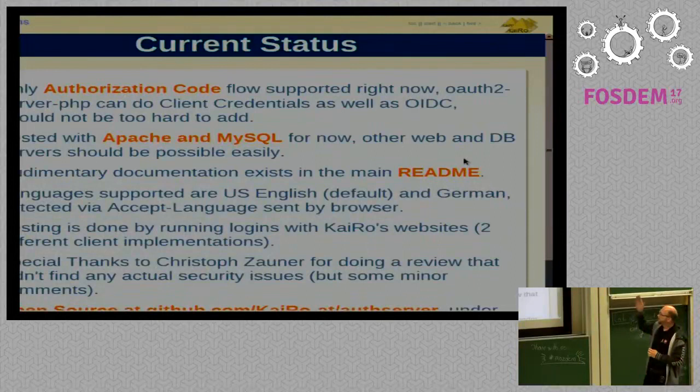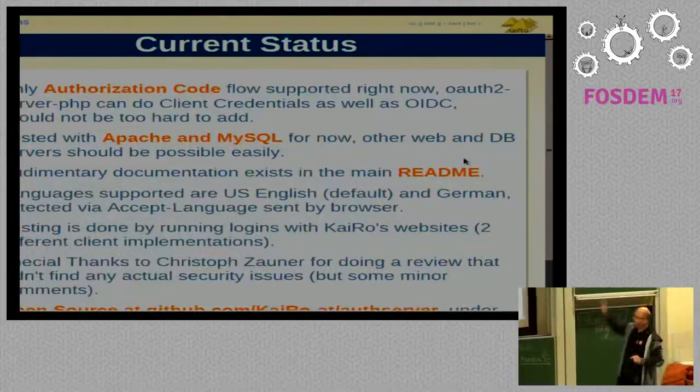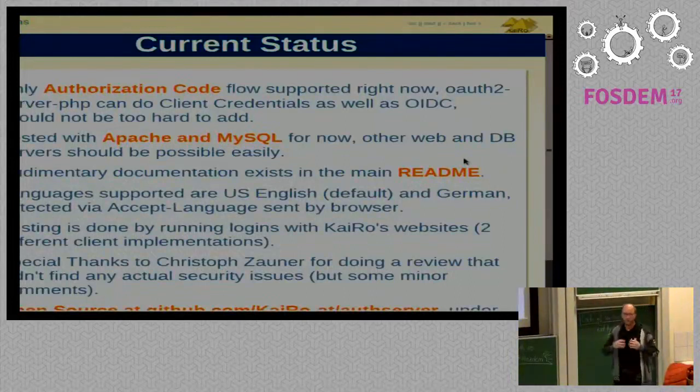The client credentials flow, which is a bit less secure and doesn't have this flow over the server in there, but that makes it less secure because it only works between browser and authentication server. That is not supported yet, but the library can do it, so it should be easy to add. The OpenID Connect stuff is also supported by the library, so it's just a question of adding it. I only tested with Apache and MySQL, or actually MariaDB for now. It should be easy to extend that for other web servers and databases as long as they're supported by the Doctrine abstraction layer and you can run PHP on them.